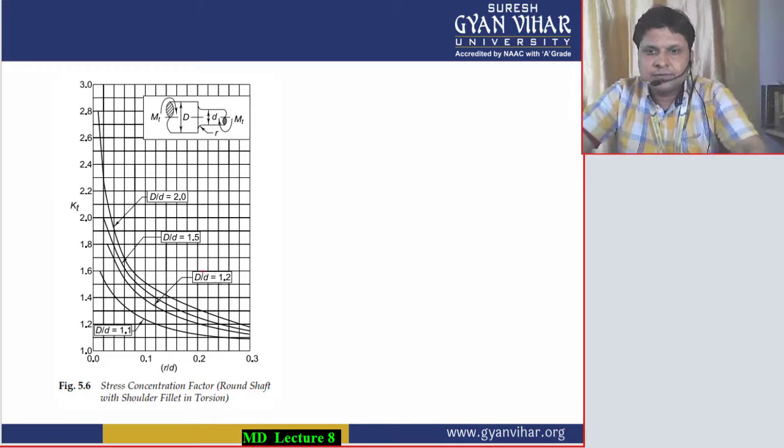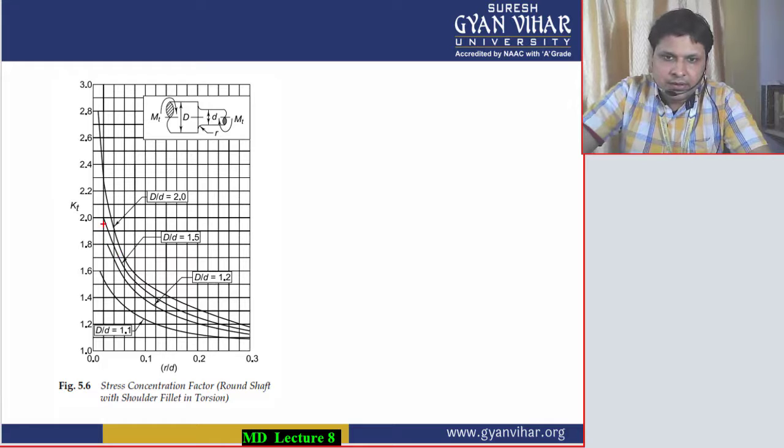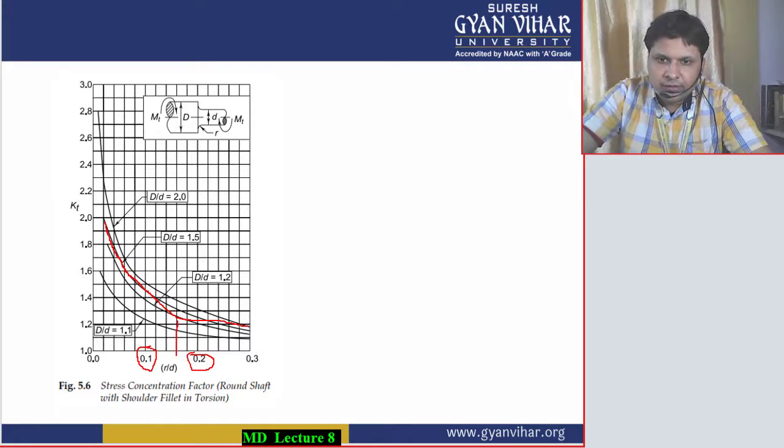So from here, this is the curve depicting the value of capital D by small d, which is 1.5, and R by D is 0.167, which means 0.1 is here, 0.2 is here, so it will be the third one. If you draw a vertical line, it will intersect this red highlighted curve at this point, and at this point if you find the value of KT, it will be somewhere here.